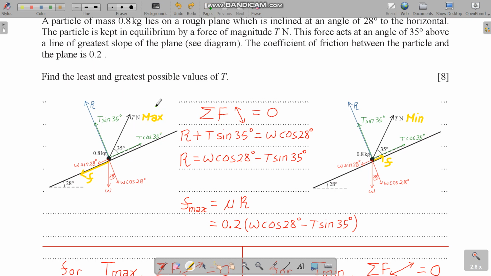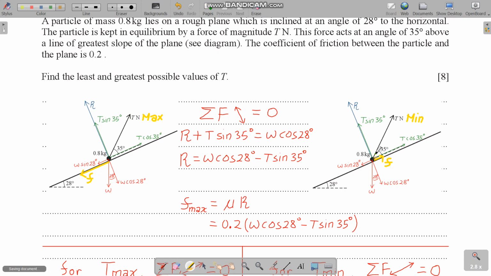And for the minimum T, this time the T is really small, which means the T cos is really small. It's like this size here, really small. So this means the weight component W sine 28 degrees down the slope is actually bigger than this T component. Without friction, the object will accelerate down the slope. So if we want the object to be in equilibrium, the friction must be up the slope to help the T cos component so that they can balance the W sine, and it's in equilibrium now.